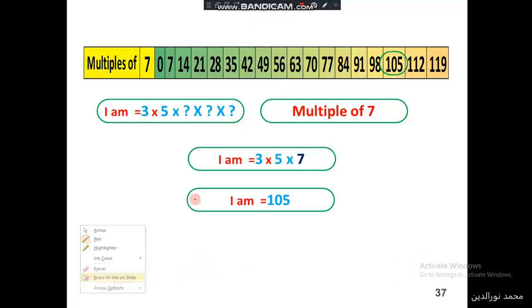So briefly, 105 is a number that is less than 120. It's a multiple of 7, and 15 is the GCD, or greatest common divisor, between this number and 120.